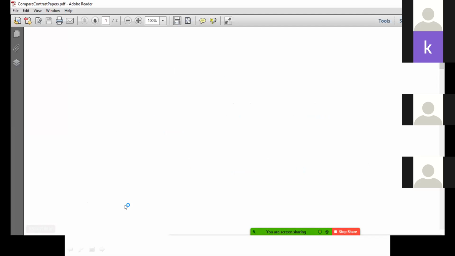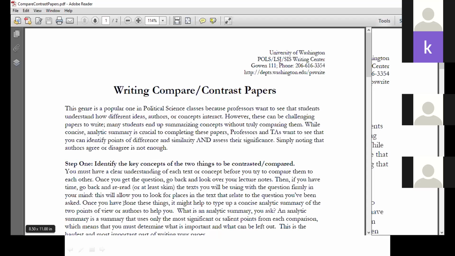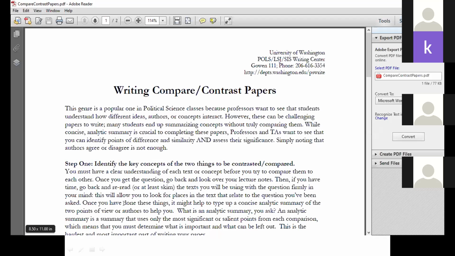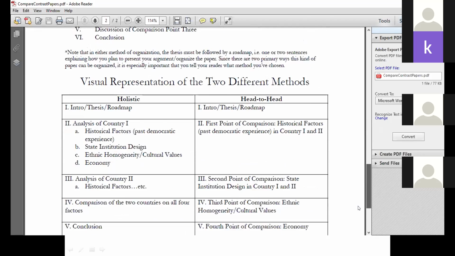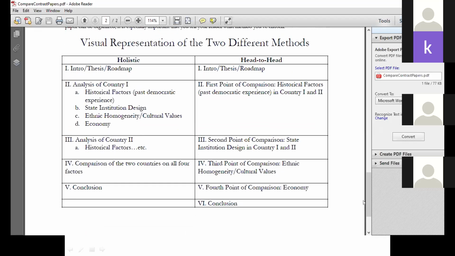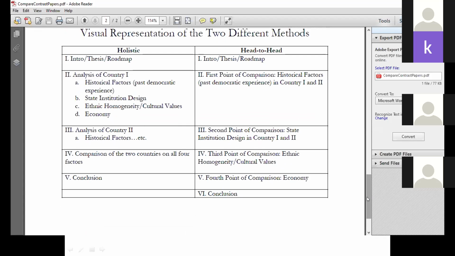So generally, comparison, compare and contrast research: you can compare two things, either with a holistic approach or a head-to-head comparison. I'm not going into entire detail, I'm just going to the exact gist of the thing. So these are the two comparison ways if you're writing a compare and contrast paper.